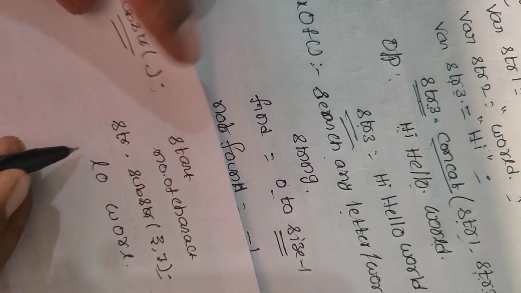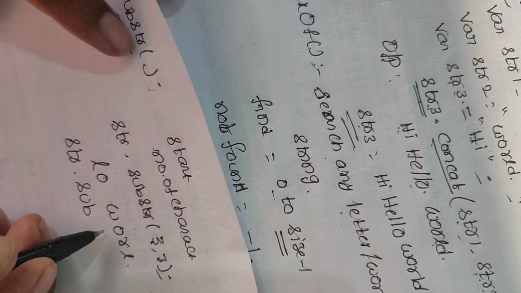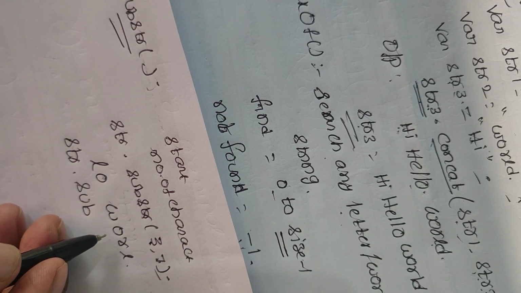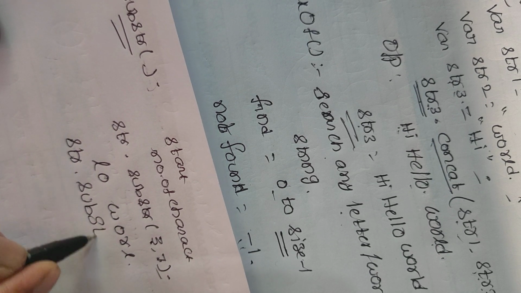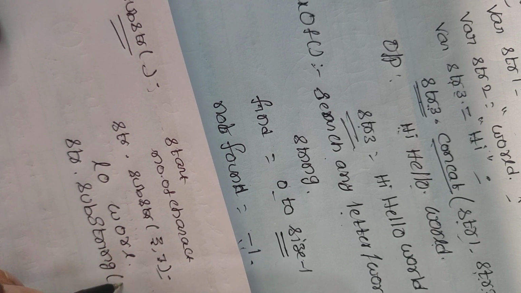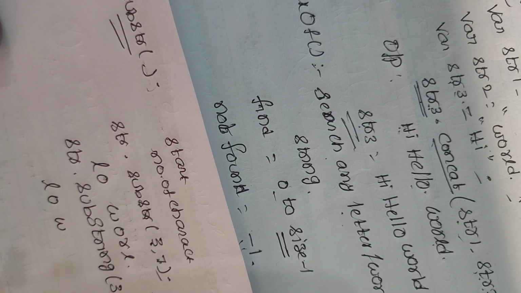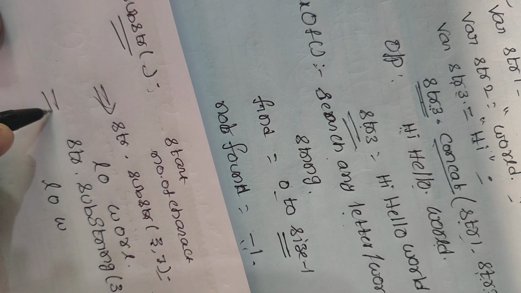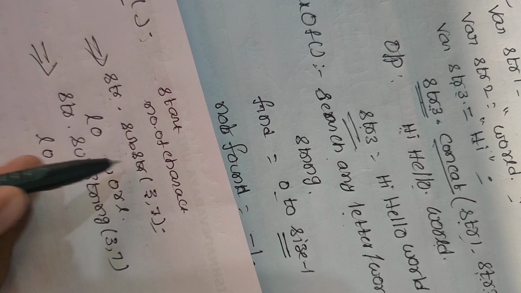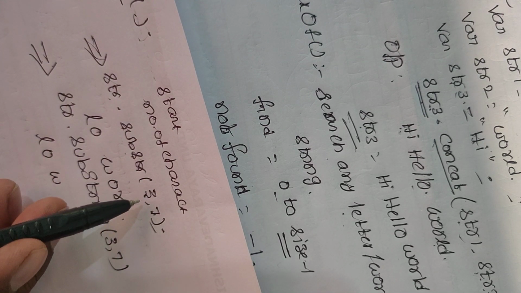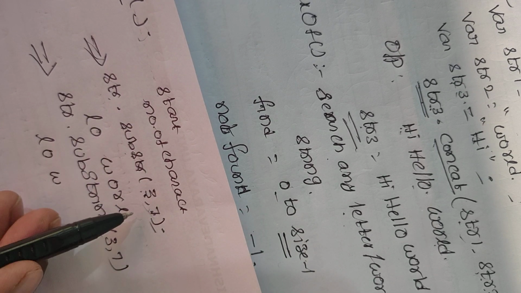If you write the same with str.substring, that means you take the substring of 3 comma 7. What is the output here? Just l o w only. So please observe the difference between this and this one. Here str.substr is only one method. It takes from the starting position and takes the number of characters, which is 7.